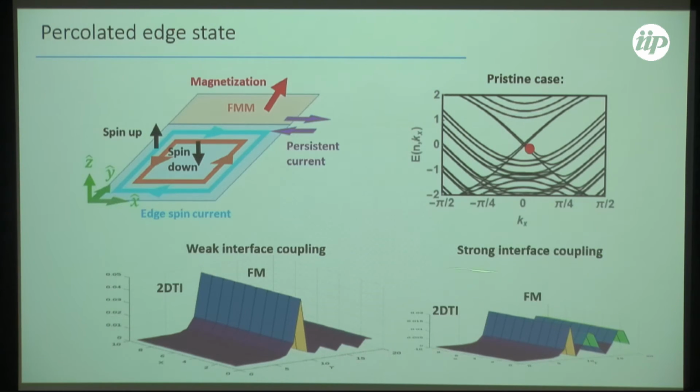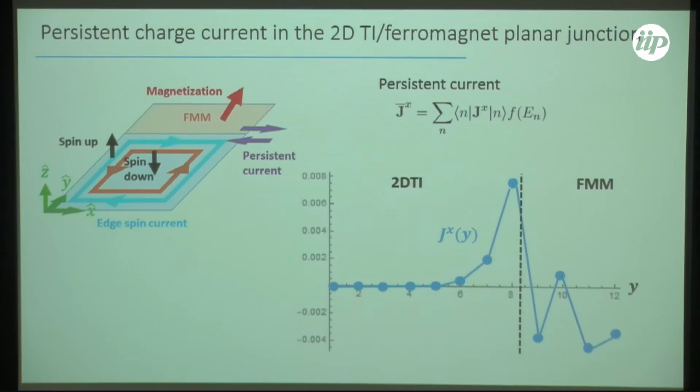If you have a stronger coupling between the two materials, then you start to see that this edge state wave function is gradually diminished, and the weight inside this ferromagnet becomes more. So you can have what we call a percolated edge state. The relative portion of this Dirac cone wave function inside the topological insulator and inside the ferromagnet actually depends on how strongly they are coupled. So the situation is much more complicated than you think. This is what we learned from this.